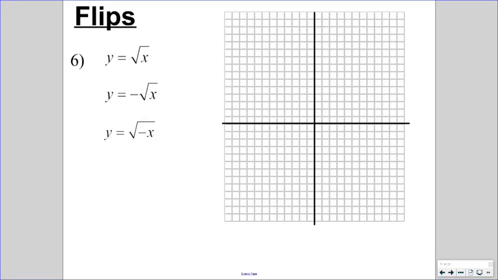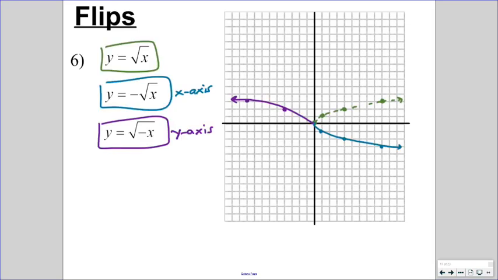Pause the video, try this one. Remember that the square root function has a domain restriction, so think about that as you guys go. Pause the video, come back, check your work after you're done. Final answers for number 6 should look like that. We've got a flip over the x in blue and then a flip over the y in purple.